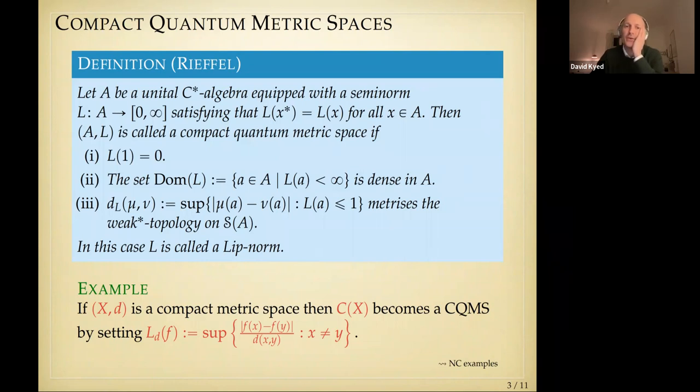So let me give you a couple of examples showing where you can find these quantum metric spaces in our neck of the woods, so to say.